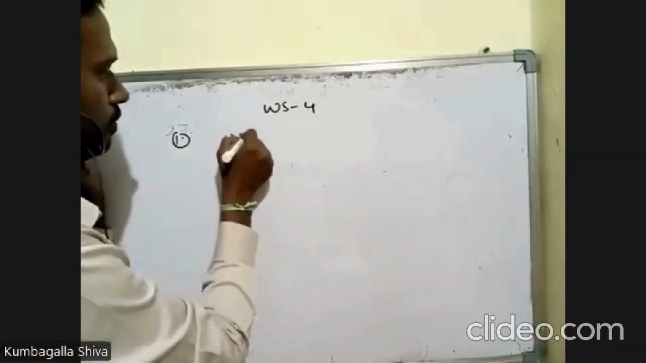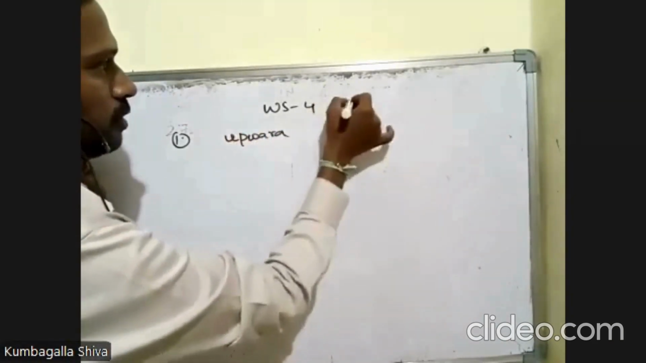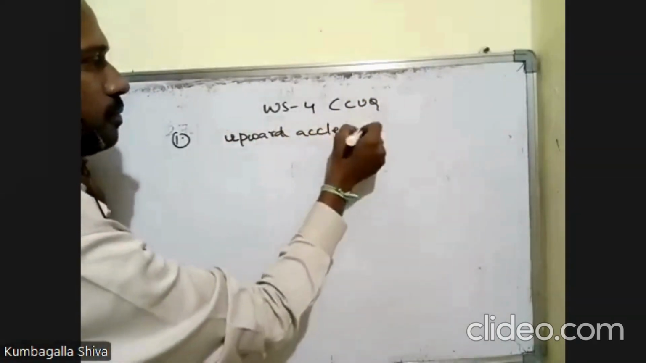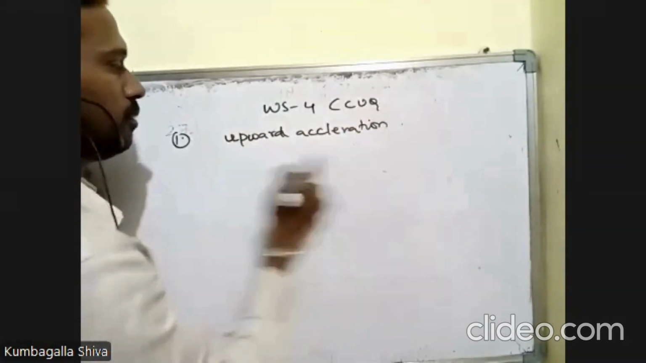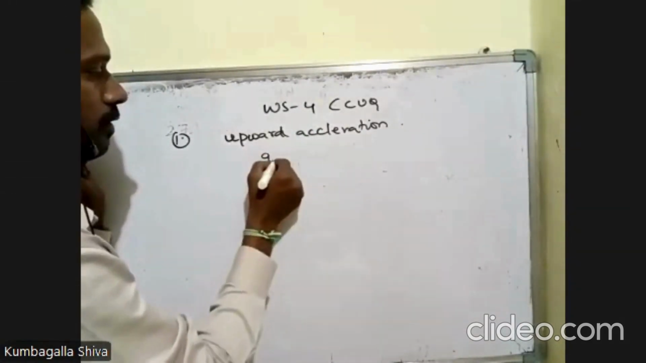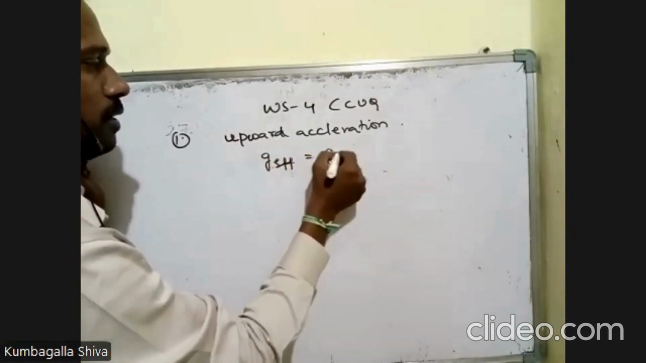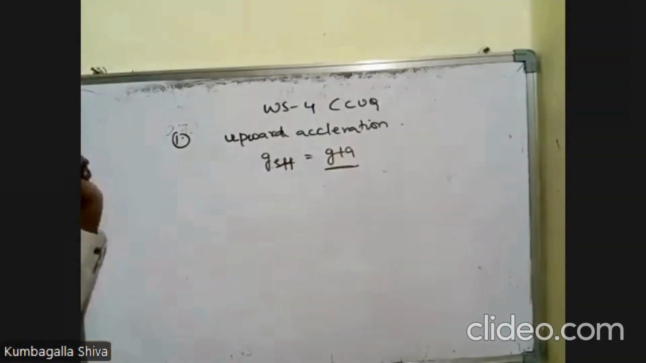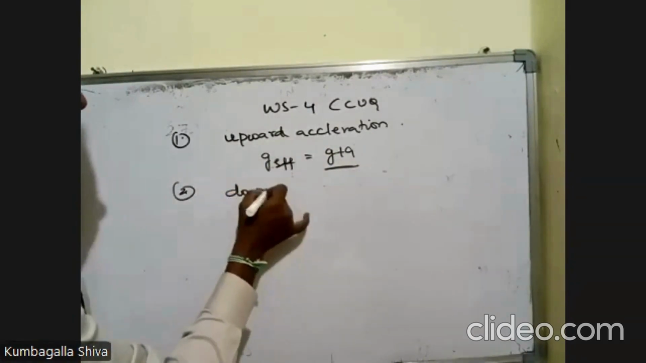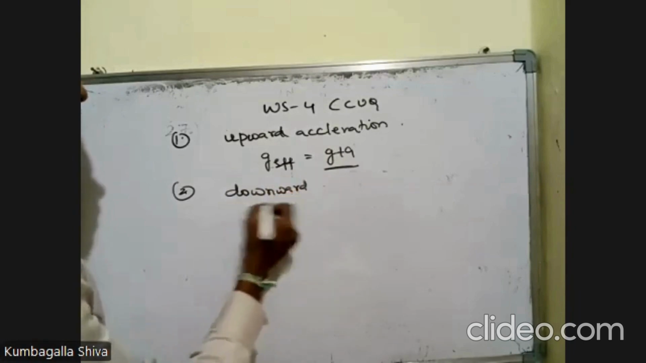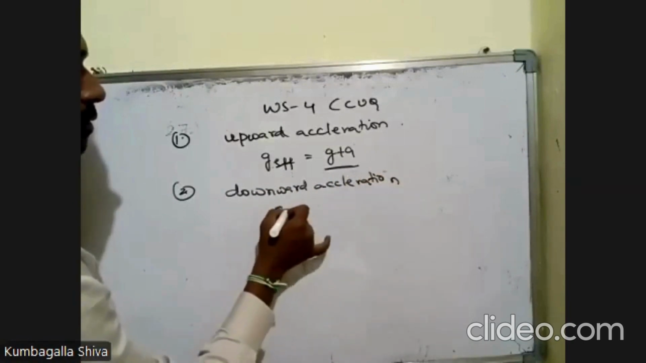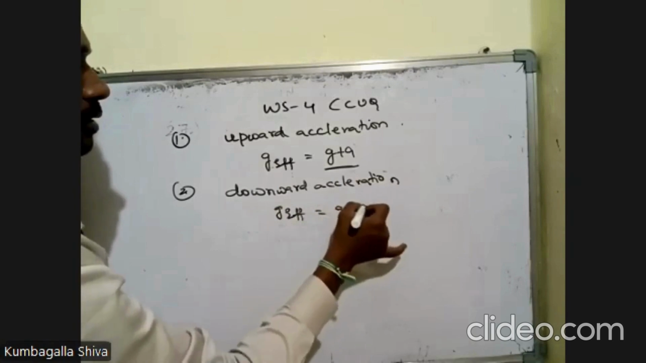Upward acceleration, he said. Upward acceleration, check the questions that come first. What is upward acceleration? You can take here the buoyancy force; sorry, net acceleration, G effective, will be equal to G plus A. And for downward acceleration, you see, downward acceleration: what is G effective? That is G minus A.